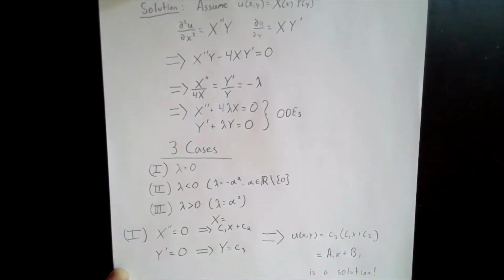For case 1, with lambda equals 0, the differential equations can both be solved directly by integration. This yields a linear solution for the function x with two constants of integration, and a constant solution of y. Then, for this case, our solution u is an arbitrary linear function in x with two free constant parameters. This is an infinite family of solutions to the PDE in linear form.